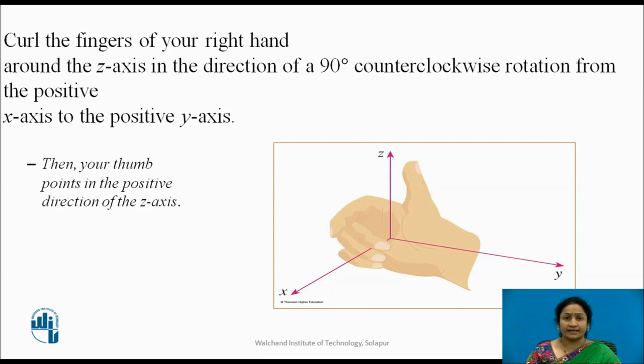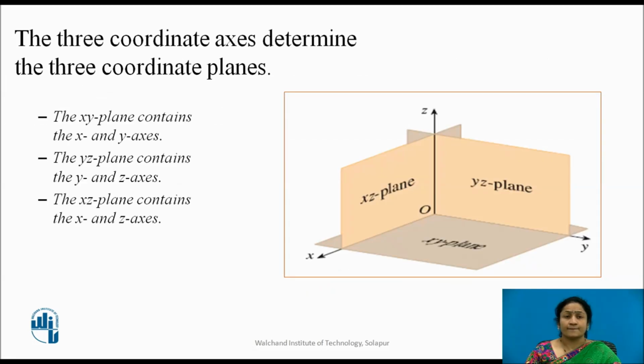Curl the fingers of your right hand around the z-axis in the direction of 90 degree counterclockwise rotation from the positive x-axis to the positive y-axis. Thus, our thumb points in the positive direction of the z-axis. The three coordinate axes determine three coordinate planes. These planes are the xy plane containing the x and y axes, the yz plane containing the y and z axes, and the xz plane containing the x and z axes.